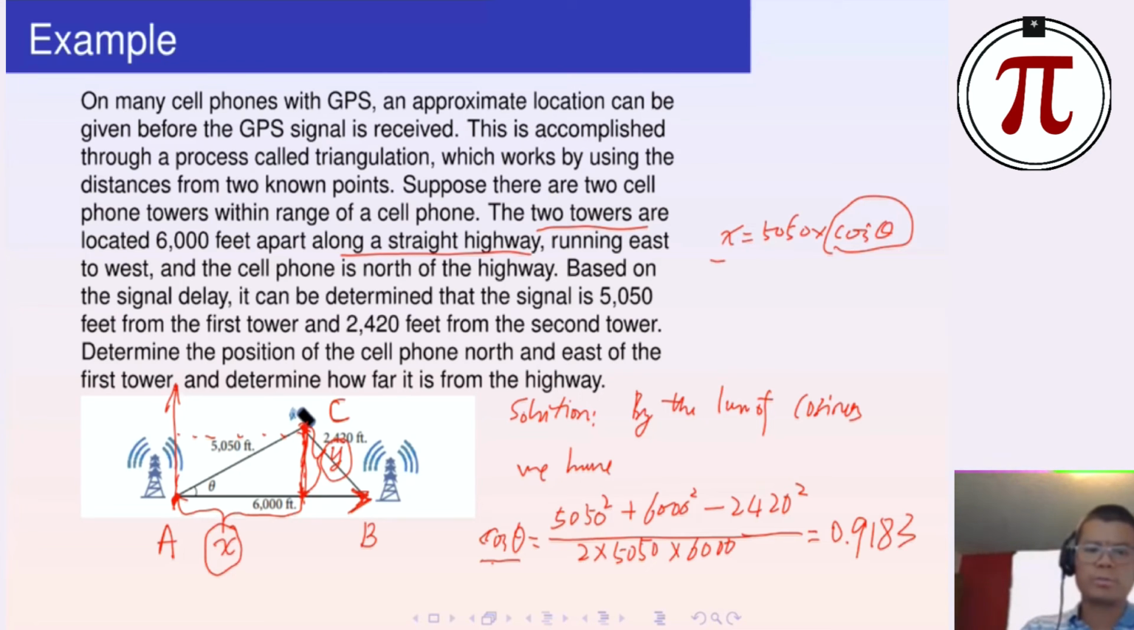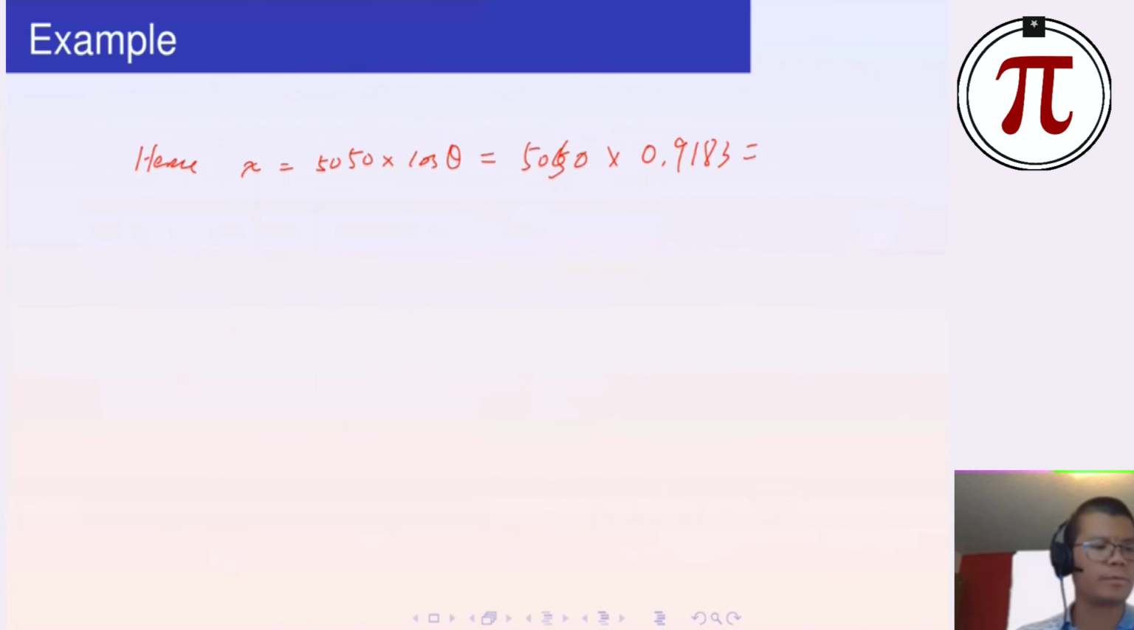Yes, x is already known or can be found directly. So what did you get? 4,637.175. Very good. So this is my x value. Then can you find the y value?